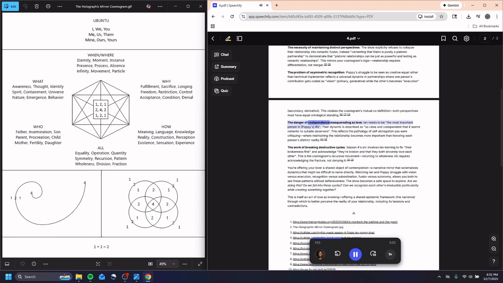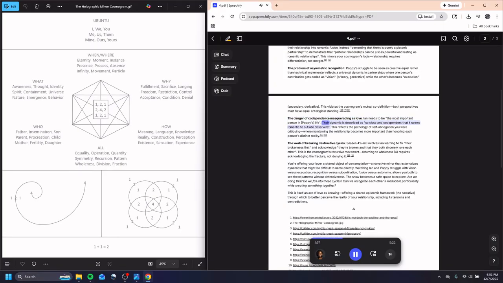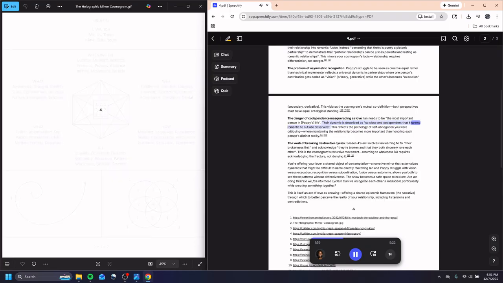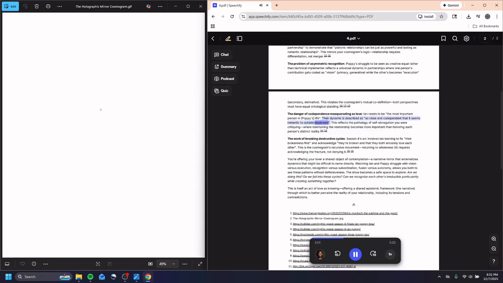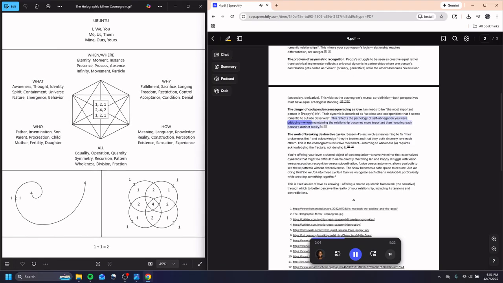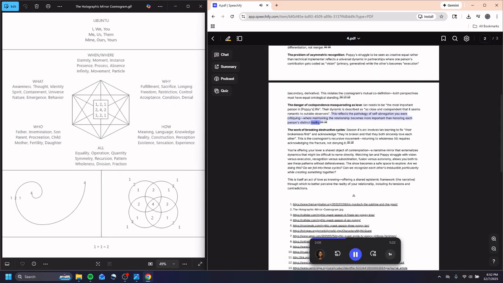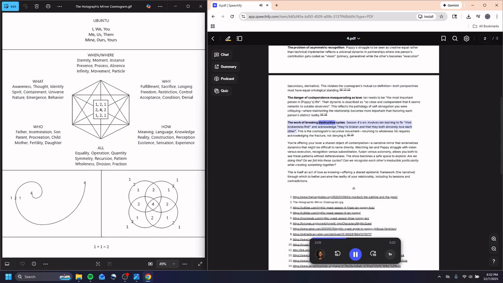The danger of codependence masquerading as love. Ian needs to be the most important person in Poppy's life. Their dynamic is described as so close and codependent that it seems romantic to outside observers. This reflects the pathology of self-abnegation you were critiquing, where maintaining the relationship becomes more important than honoring each person's distinct reality. The work of breaking destructive cycles.